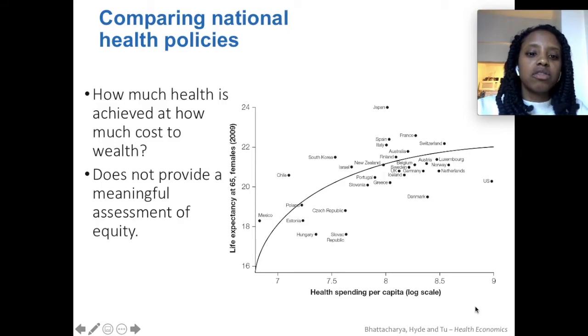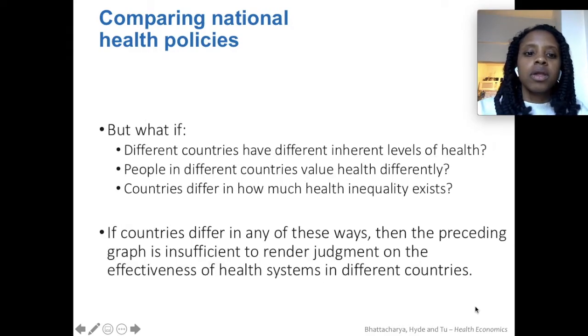One way to do that is just looking at prices relative to outcomes. On this graph, the US is the furthest to the right, which is measuring health spending per capita. But it's below the pack in terms of life expectancy. It's not a lot of health being achieved per dollar, but this doesn't actually provide a meaningful assessment of equity, or of how that health is distributed among the population members. So in the US, we're achieving less health for a given amount of money.